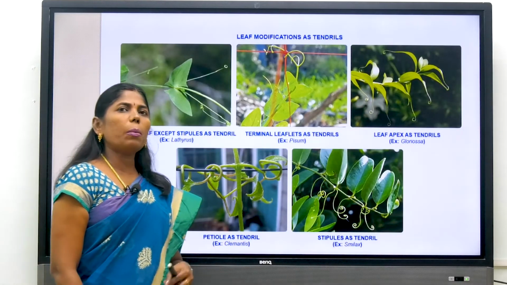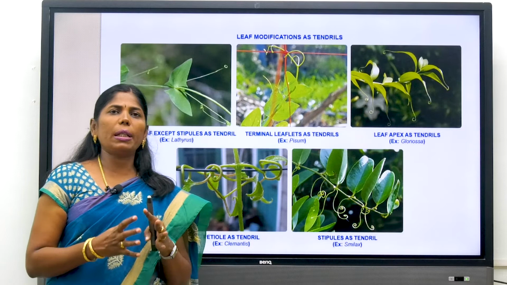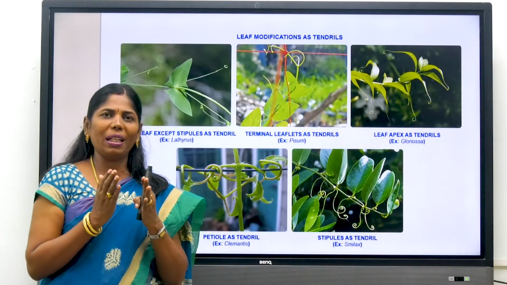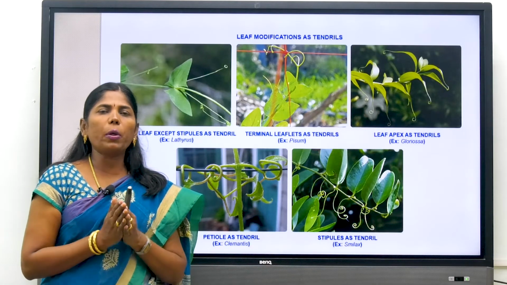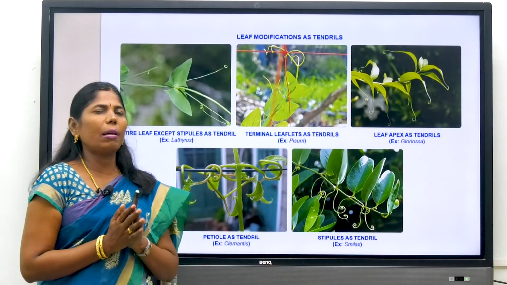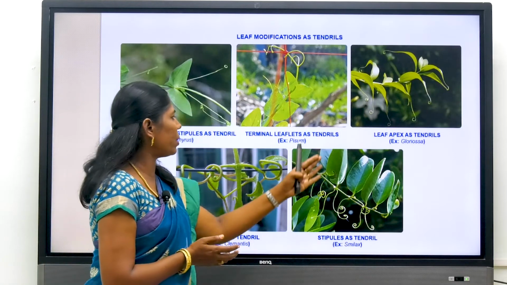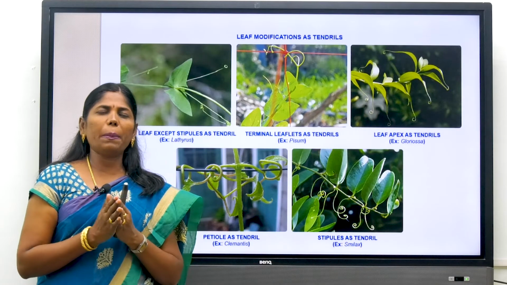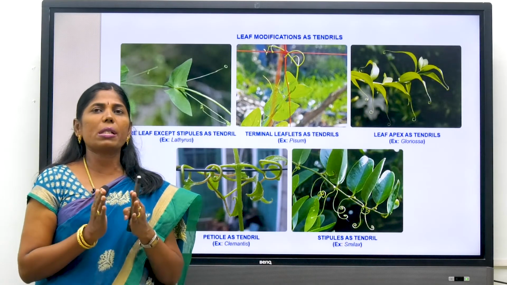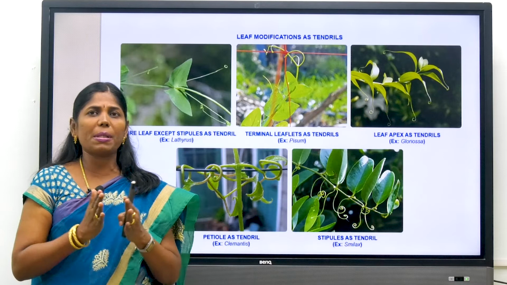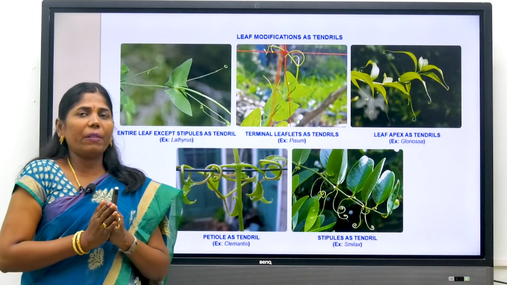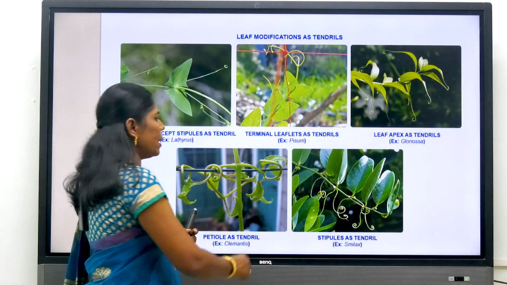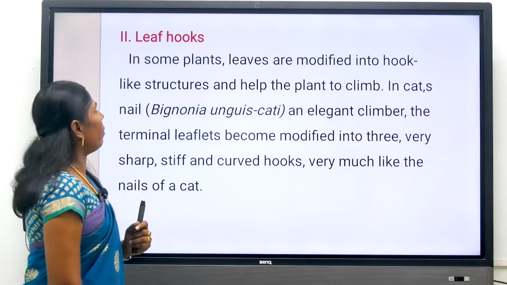So, these are all the modifications of the leaf, especially the leaf parts modified into tendrils. It may be a petiole, or a leaf apex, or the stipules. These are all modified into tendril-like structures. So, we can see the different types of tendrils. Each and every tendril is used for climbing neighboring plants because they want to survive, they want to stand, because the stems are very weak. If they do not climb, they cannot do photosynthesis and cannot survive. That is the main purpose for the leaves being modified into tendril-like structures.